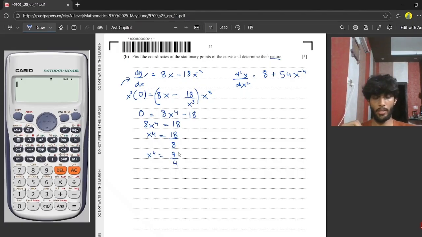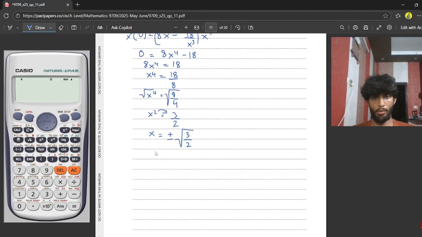Okay, and one thing I can do now is simplify this a little bit. I can take the square root on both sides of the equation, and what that's going to do is simplify this 4 out for me, so I'm going to be left with x squared equals, under root 9 is 3, and under root 4 is 2. And then I can send this square to the other side, so I'll get plus minus 3 by 2.